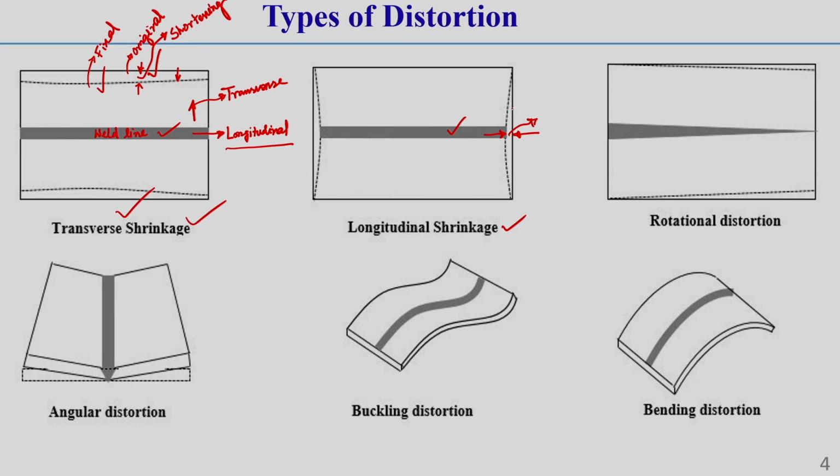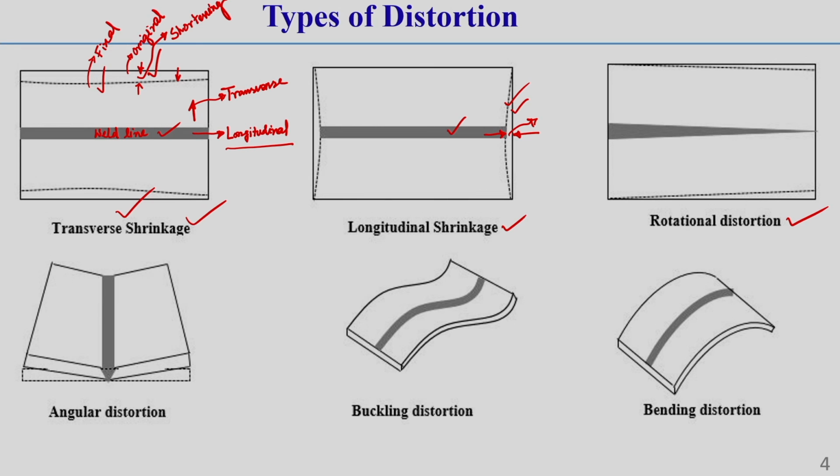So, you see this solid line represents the original plate before welding. After welding, the shape becomes this dotted line which I am showing there. So, you see this type of shrinkage which occurs along the longitudinal direction of the weld is termed as longitudinal shrinkage. There can occur some other types of distortion, that is called rotational type of distortion.